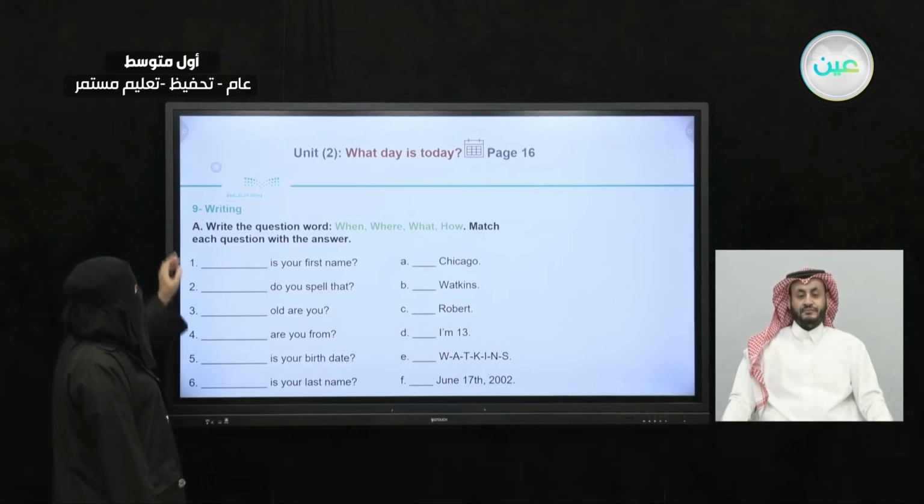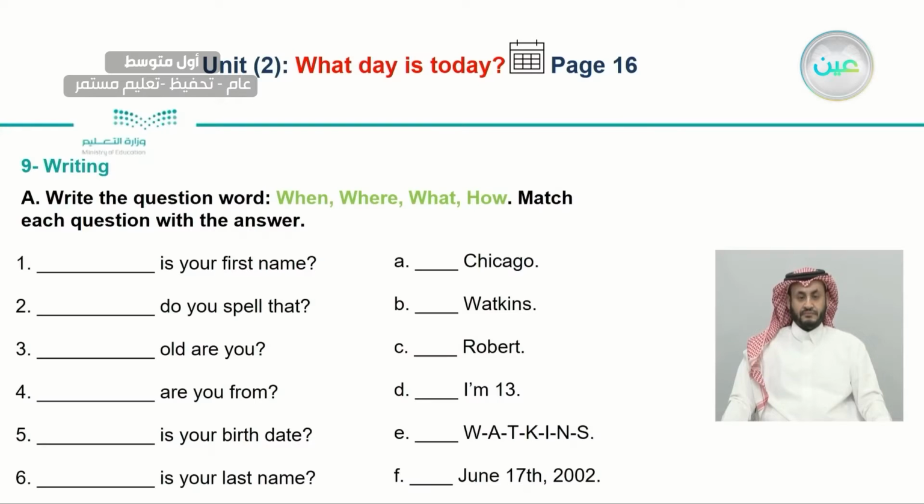Let's look at letter A. Write the question word: when, where, what, how. Match each question with the answer. So we will start first with creating our questions. After we are done, we will be able to answer them, okay? And actually, we can use the answers in order to know what is the question. So number 1, blank is your first name.